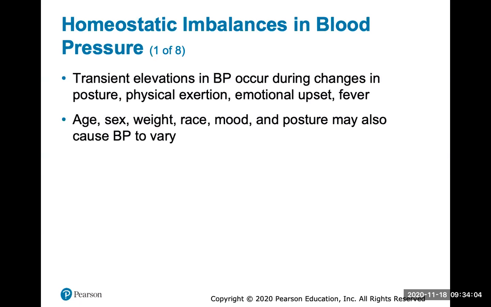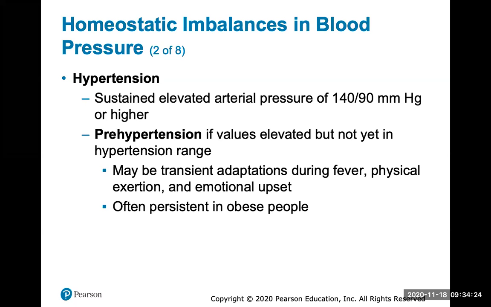Regulation of blood pressure, then, some homeostatic imbalances. Transient elevations in blood pressure will occur during changes in posture, physical exertion, emotional upset, or fever. Your age, sex, weight, and race cause blood pressure to vary. Hypertension is sustained elevated arterial pressure of 140 or above over 90 or higher. Pre-hypertension is when these values are elevated but not yet in the hypertension range.